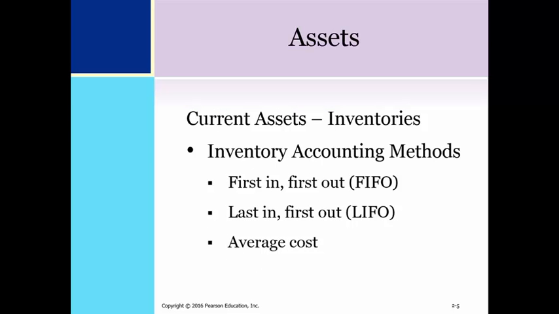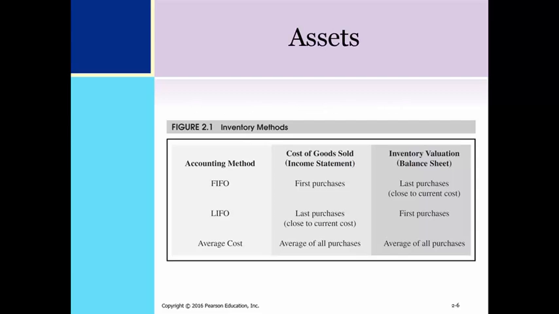While there are many inventory methods, we will focus on the three most common methods used by firms: FIFO, LIFO, and average cost. FIFO stands for first in, first out. This means the cost flow assumption is that the first goods acquired are assumed to be the first goods sold.